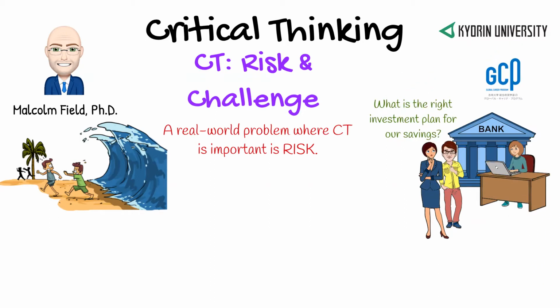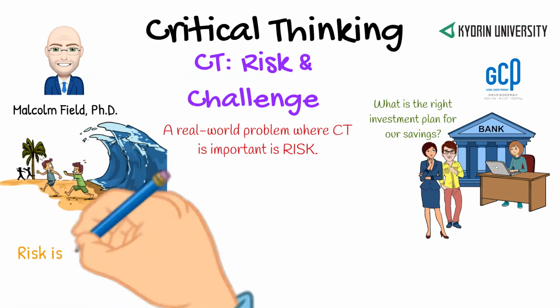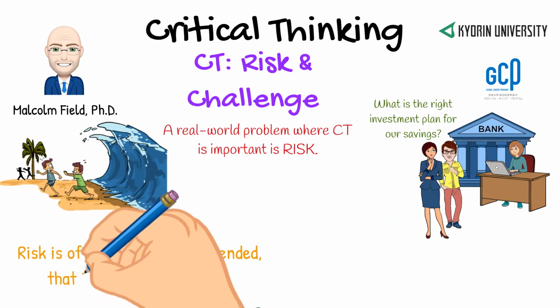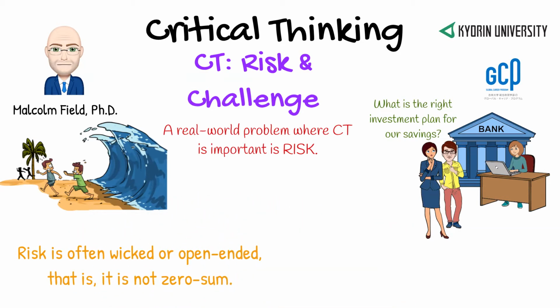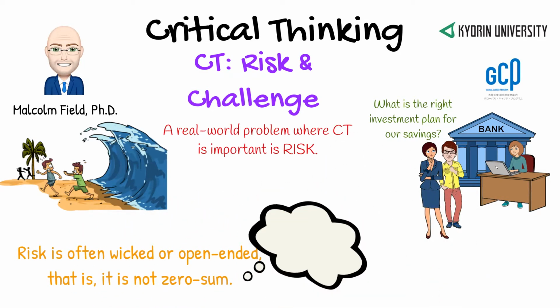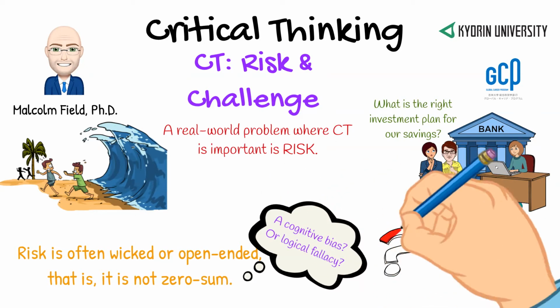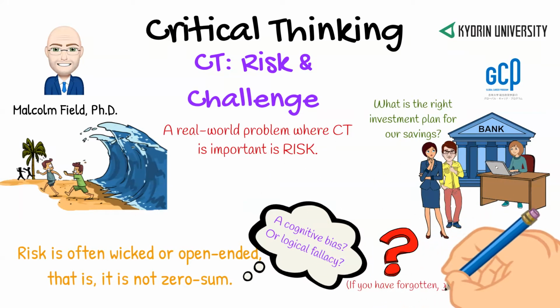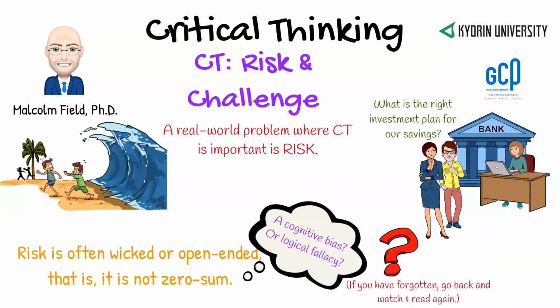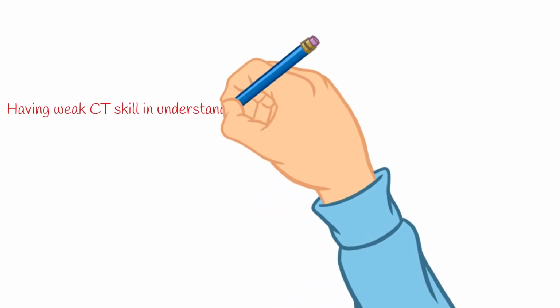A real-world example might be deciding what the right investment plan is for our savings. There is often no clear answer. Much may involve luck. This is why we need logical critical thinking skills, why we need to understand logical fallacies, cognitive biases, why we need to think creatively, and why we need to recognize wicked problems.